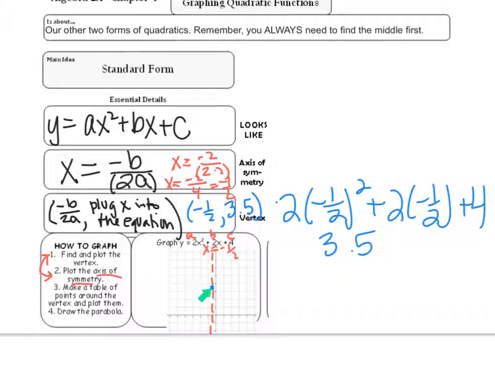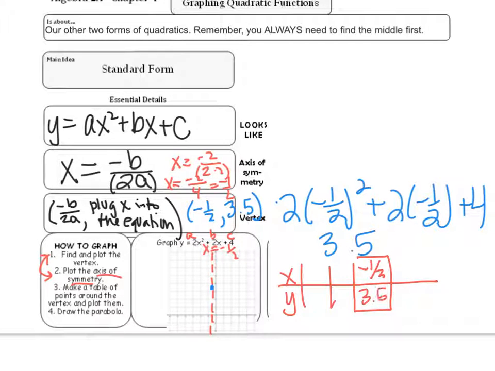So for this one, I'm actually going to use a table. I think a table is going to make this a little bit nicer. So I'm going to use x, y. In the middle of my table goes my vertex, negative 1/2, 3.5.